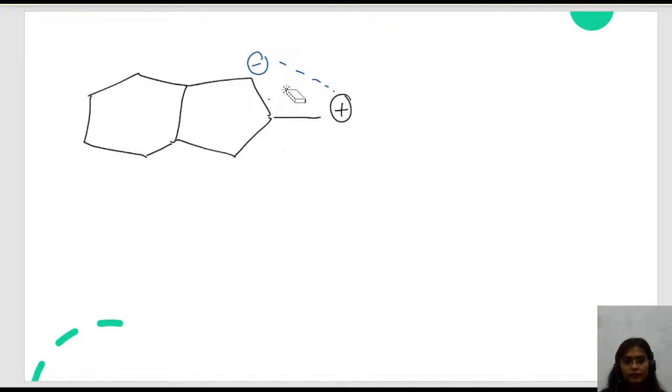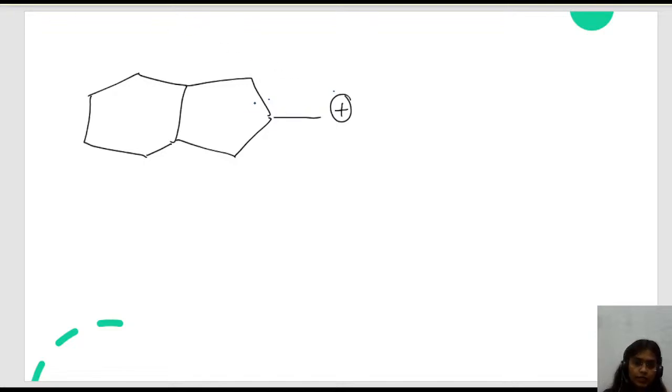Listen. So what would be the positive charge? You can go this side, you can go this side. This is totally your choice if it is symmetric. Let's suppose it is not symmetric, then you have to go with the more substituted one. If it is not substituted, you can go with any side.